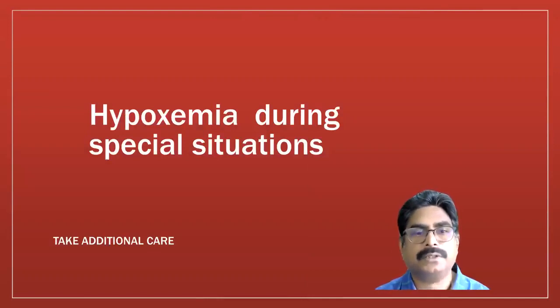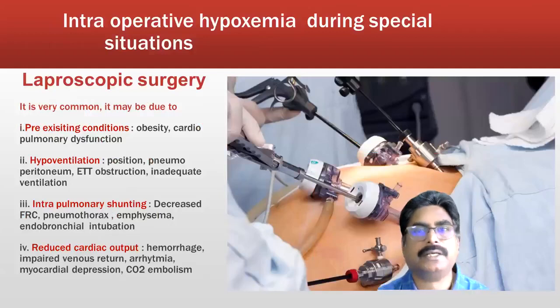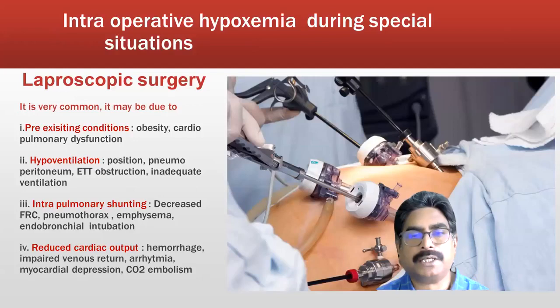So for hypoxia during special situations, you have to take additional care. In laparoscopic surgery, it is very common because of pre-existing conditions like obesity and cardiopulmonary dysfunction, and hypoventilation that occurs during laparoscopic surgery due to the position, pneumoperitoneum, endotracheal tube obstruction, and inadequate ventilation. Intrapulmonary shunting occurs due to decreased FRC, pneumothorax, emphysema, and endobronchial intubation. These are the causes of hypoxia in laparoscopic surgeries.